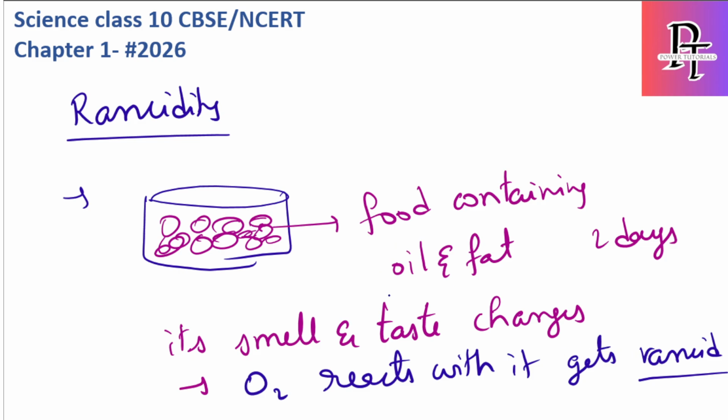If we keep food containing fats and oils outside for a longer time, the oxygen or other gases present in the atmosphere make that food oxidized, which makes it rancid. Rancid food is food that has changed. What are the properties? The smell and taste get changed.